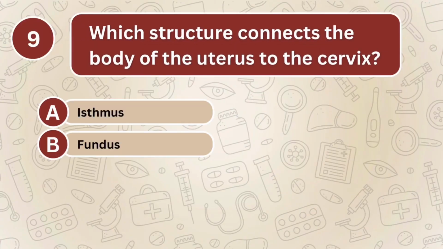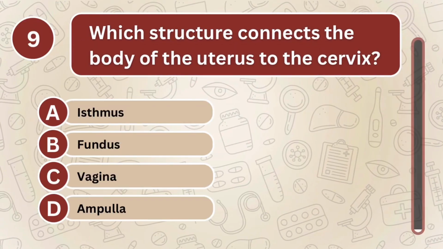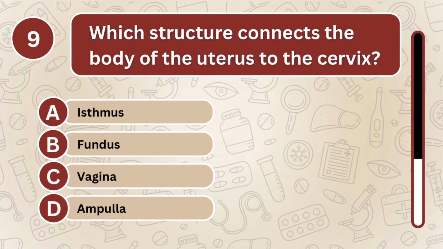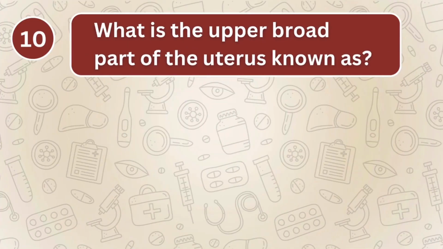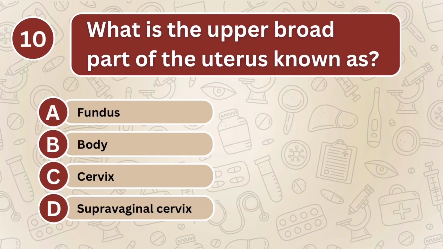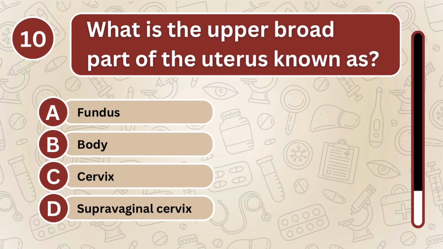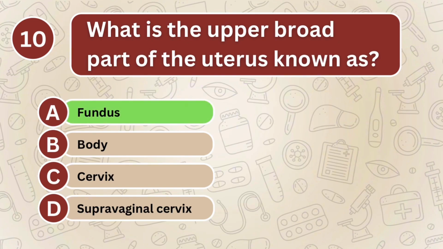Which structure connects the body of the uterus to the cervix? It's A. Isthmus. What is the upper broad part of the uterus known as? Correct answer A. Fundus.